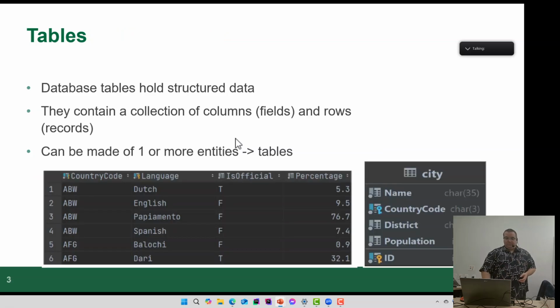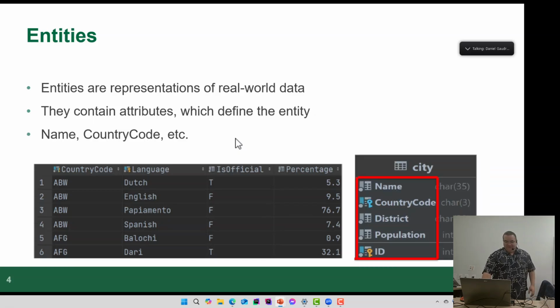All right, so tables. Database tables hold structured data. They contain a collection of columns, such as fields and rows. It can be made up of one or more entities. Each entity becomes a table. Essentially, it's just a grid of information. And each piece of information in this table has a name of some sort, and it has a data type. It's really rough talking about data types to week 1, level 1 students, but yeah, data types.